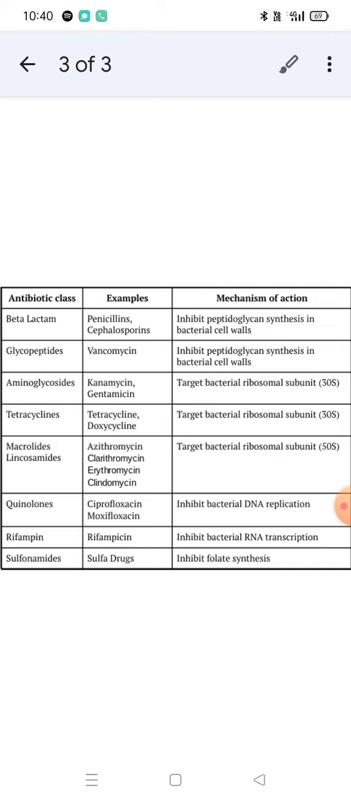And if we see the mechanism of action of azithromycin, which comes under the class of macrolide or lincosamides, all these drugs, including azithromycin, clarithromycin, and clindamycin, target the bacterial ribosomal subunit 50S.